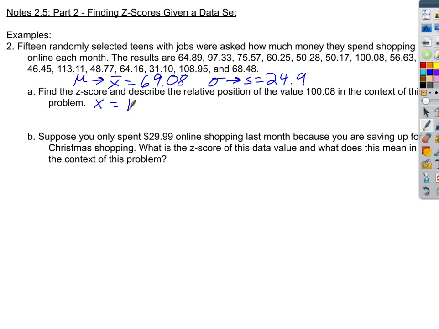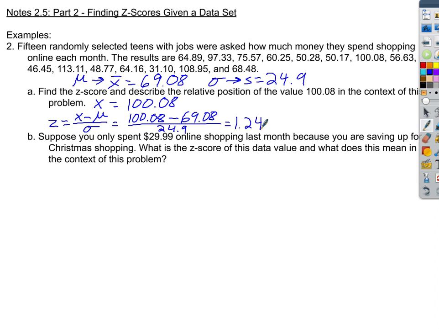In part A, our data value is 100.08, so using our z-score formula again, z equals our data value minus our mean divided by the standard deviation. We have 100.08 minus 69.08, all divided by 24.9. Our z-score comes out to 1.24. Right, so this person spent more than the average amount online shopping each month, but it's still not an unusual amount. Right? It's still within 2 standard deviations of the mean.